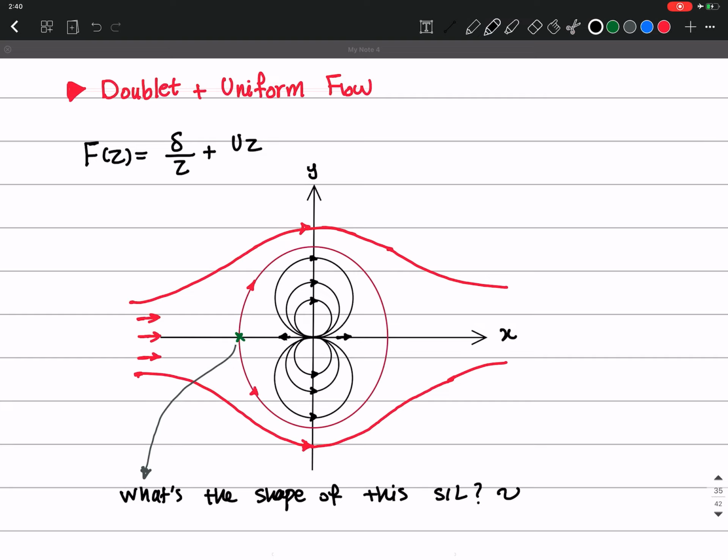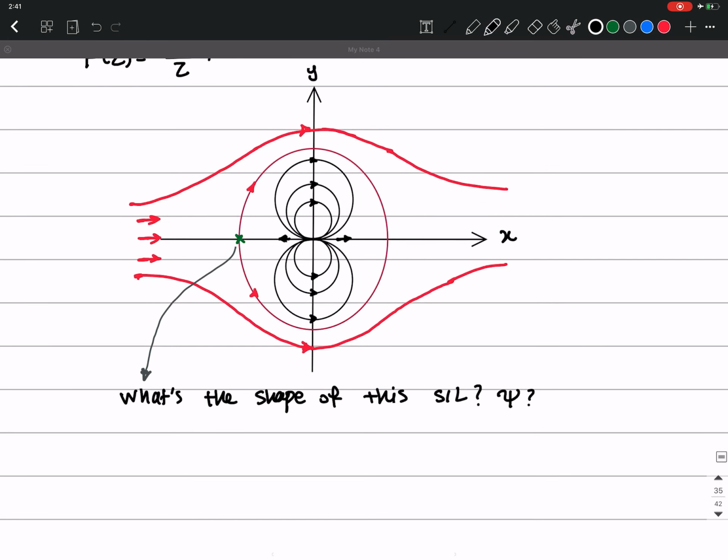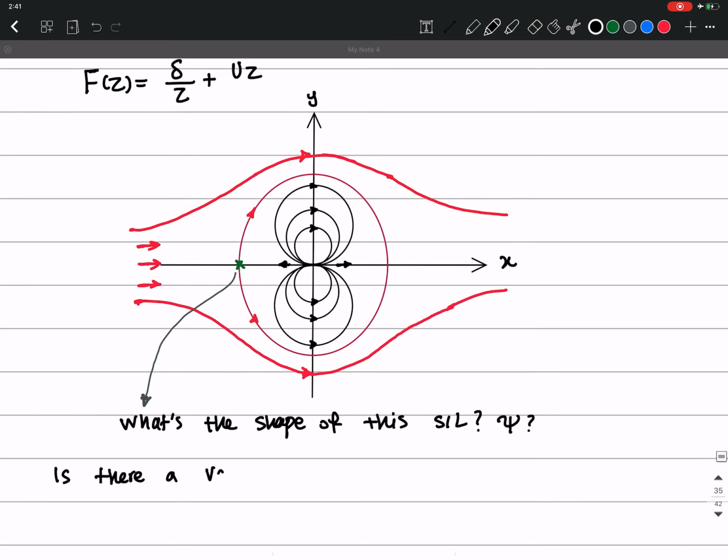And in other words, we want to find what is the psi function that passes through this stagnation point here. And the other question that we want to answer is, is there a value of psi where it defines a circle? So we want to see whether we can set the parameter space such that, instead of this ellipse, it becomes a circle.